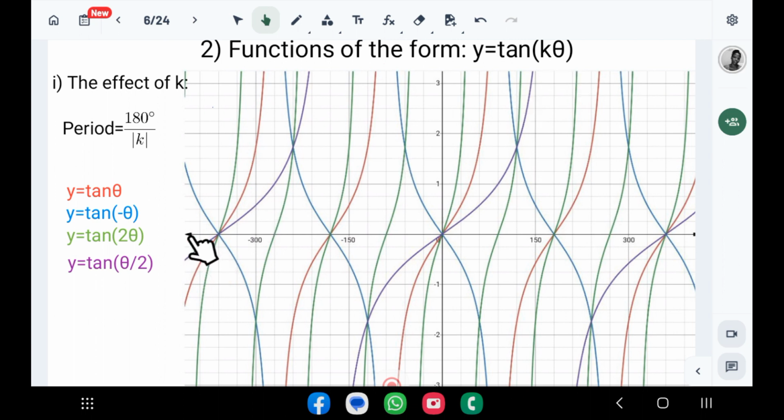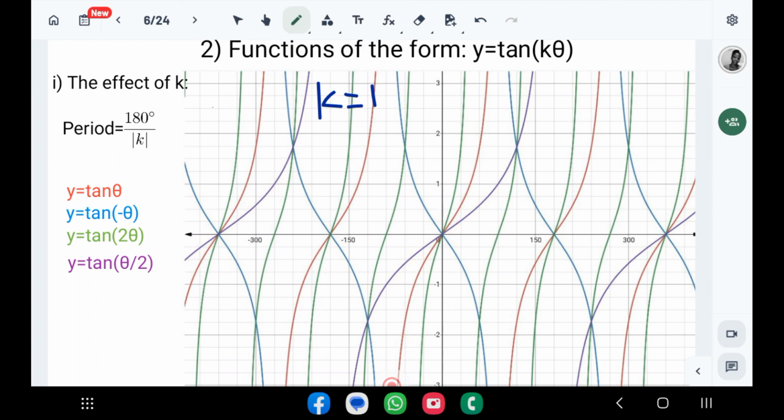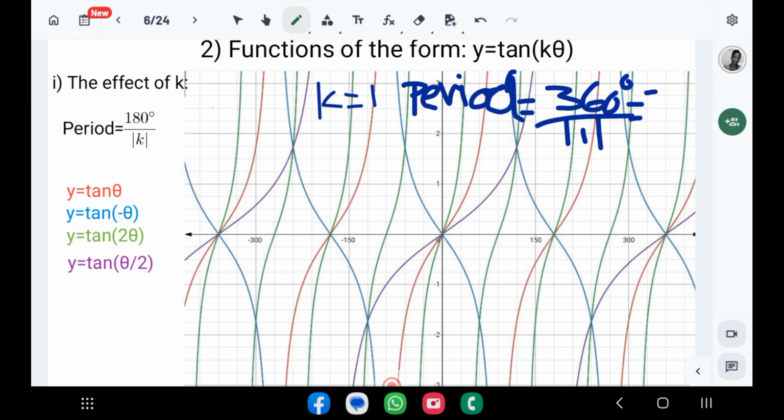So for example, with y equals tan theta, your k is equal to 1, meaning that your period is simply equal to 180 degrees divided by the absolute value of 1, which is equal to 1. So that's 180 divided by 1, which is 180.